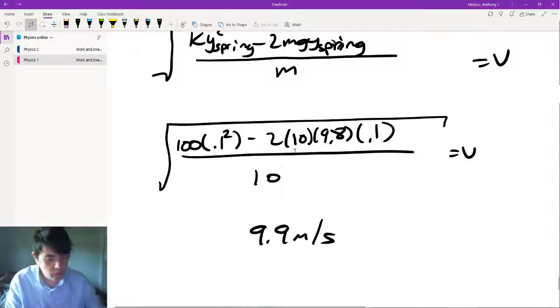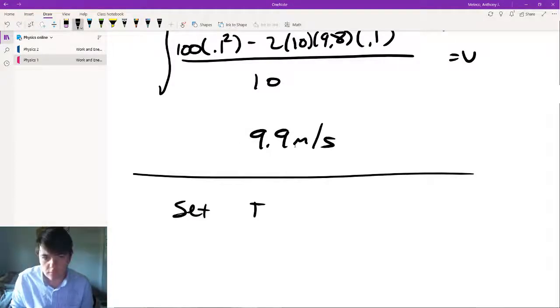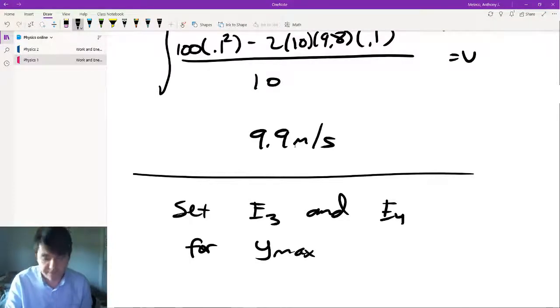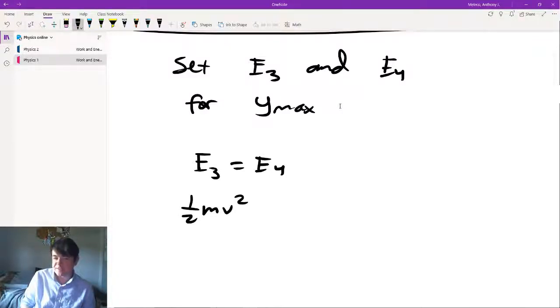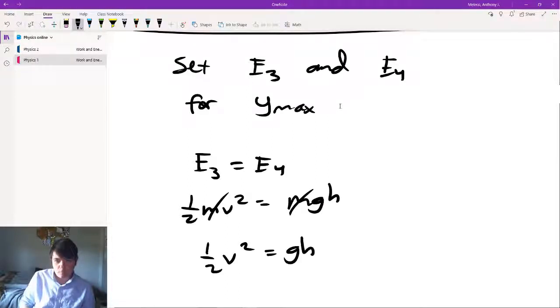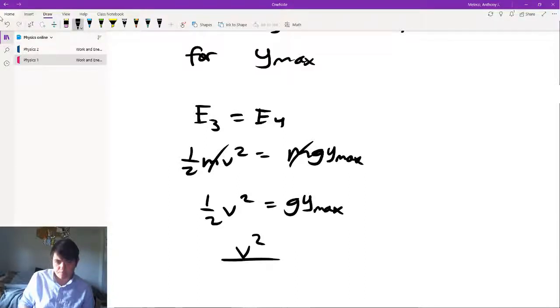Okay, so now what we can do is set E3 and E4 equal for y max. So now we have E3 equals E4, and so you have 1/2 mv squared, just kinetic energy, right? Because this is when it's leaving. And then this is mgh. And so this is easy for us. You just need to solve for h, or sorry, this was y max. Divide by g. And if you remember, v squared over 2g, that's what you also get if you do kinematics.